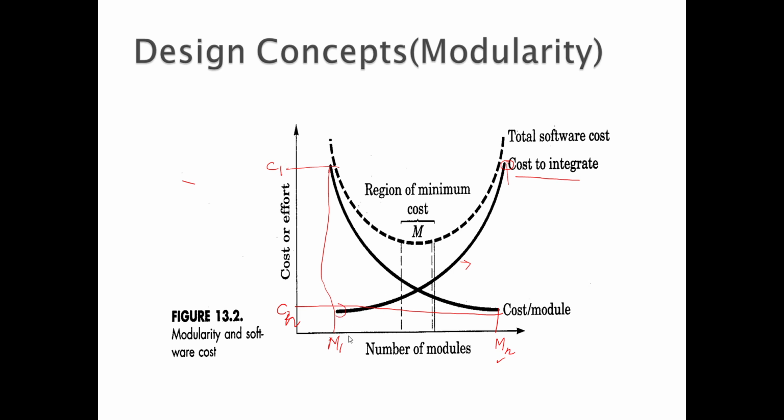So at this time, what we want to say is, you should have a trade-off between the cost to integrate and the cost per module. You choose the point where these two graphs intersect, take plus and minus that value, and call this the region of minimum cost, right? This region of minimum cost gives the number of modules that a software should have in order to integrate easily, while the cost per module stays low. So this was all about modularity.